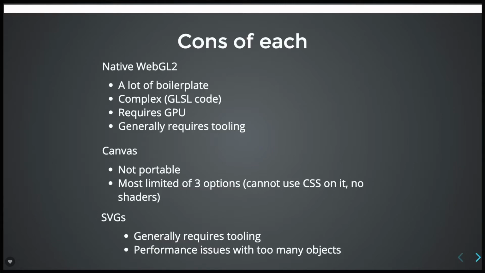The cons of each of them: native WebGL has a lot of boilerplate, it's a little complex, it requires tooling, you have to use a library. Canvas has the least number of options. SVG, if you have too many SVG icons on a page, it gets complicated.